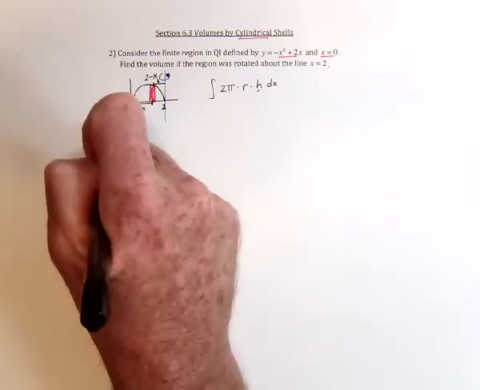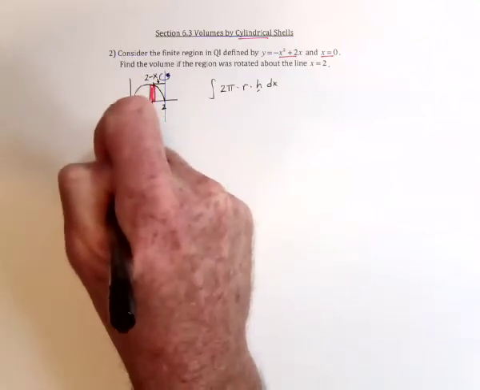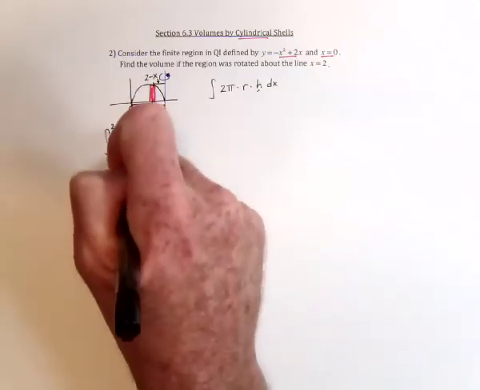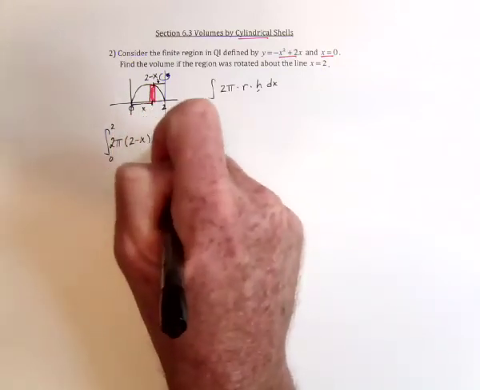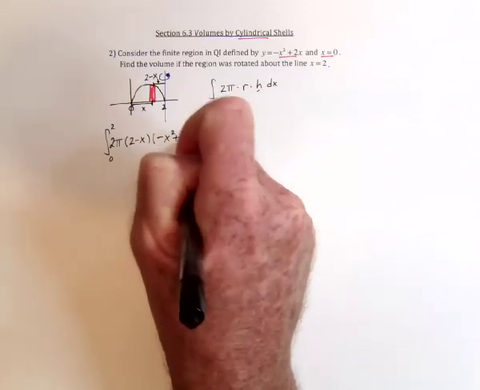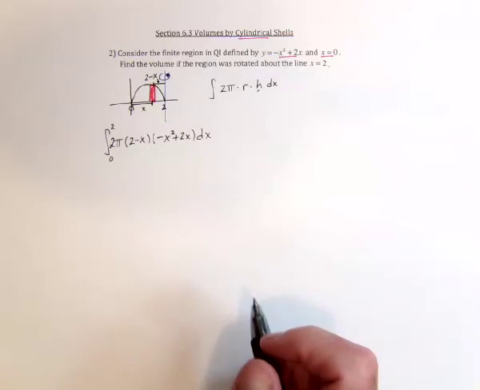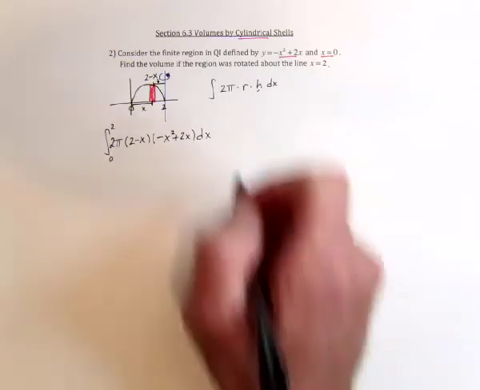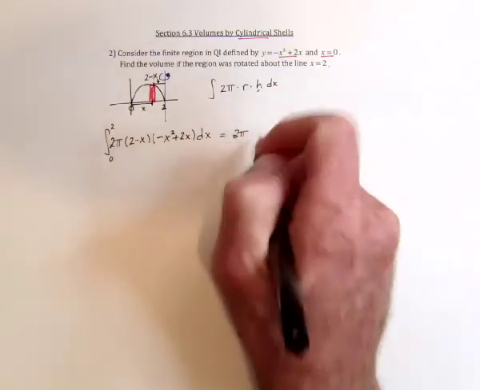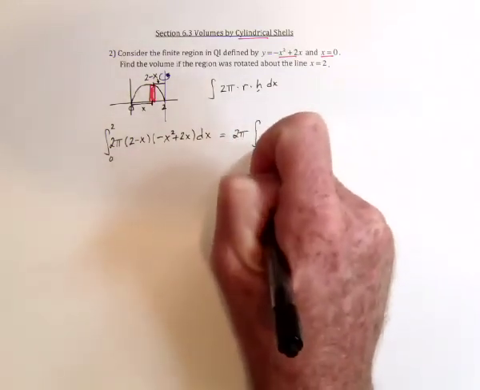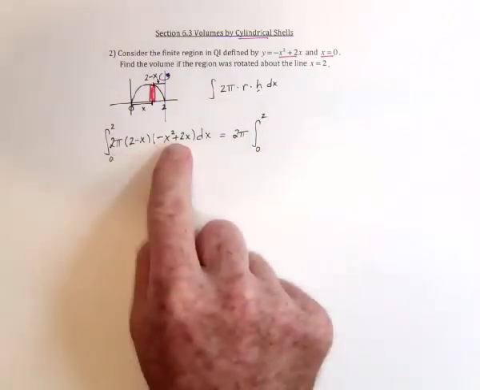So we're going to have the volume is integrate from 0 to 2, 2 pi, the radius is 2 minus x, and the height is negative x squared plus 2x. And then it's time to do algebra before we do some more calculus. So factor out the 2 pi, and then multiply this out.